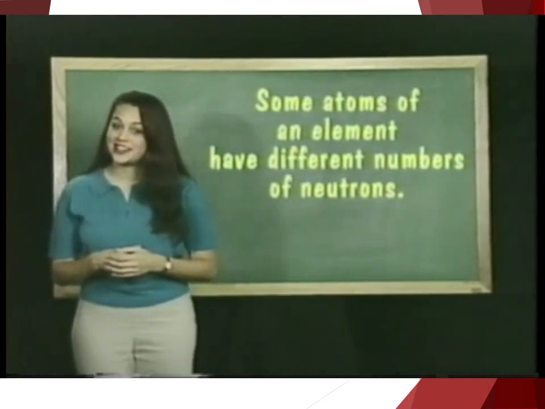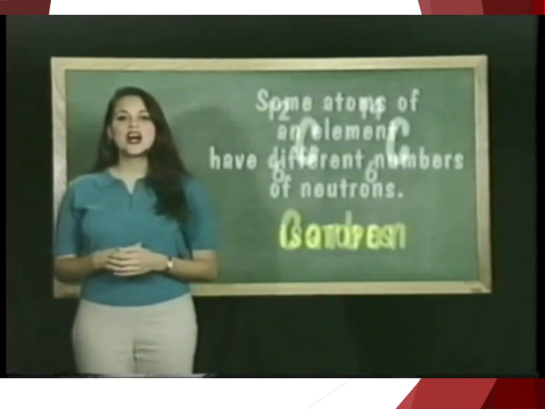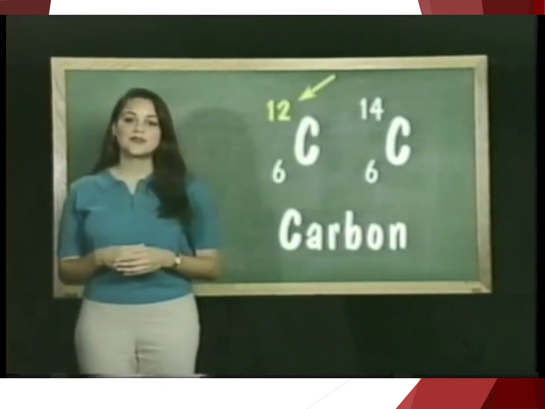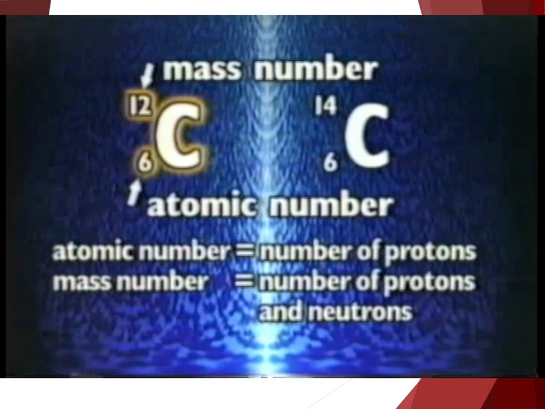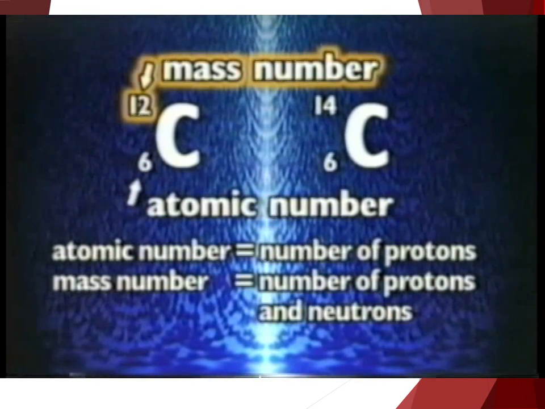Some atoms of an element have different numbers of neutrons in the nucleus than you're led to expect by the periodic table. Such atoms are called isotopes. Take carbon, for example. On the left is carbon with the mass number 12. Using that nifty notation, we can tell that the carbon atom on the left has 6 protons and 6 neutrons, since the atomic number on the bottom tells us that the carbon has 6 protons, and the mass number on the top tells us it has a total of 12 protons plus neutrons.